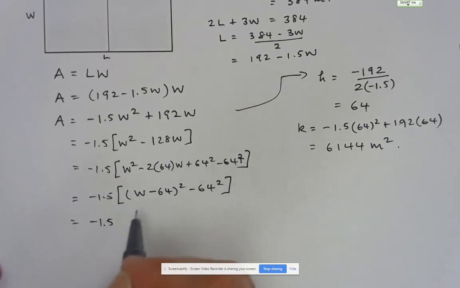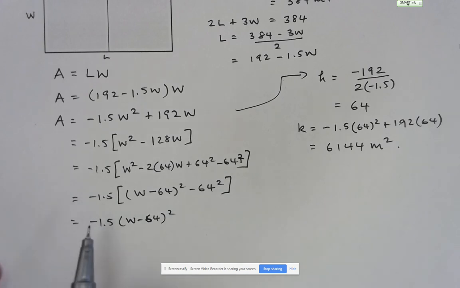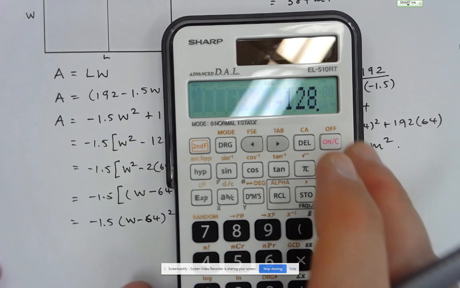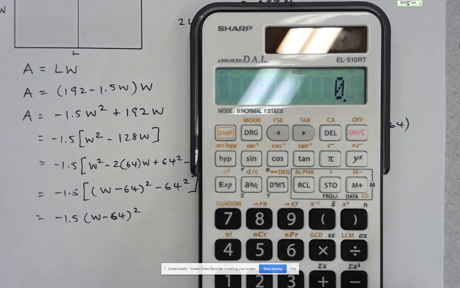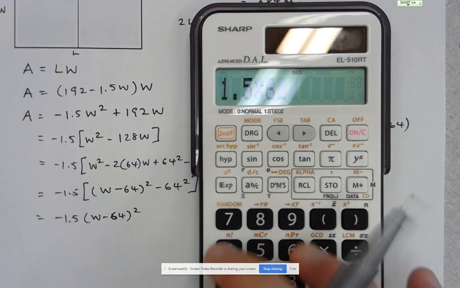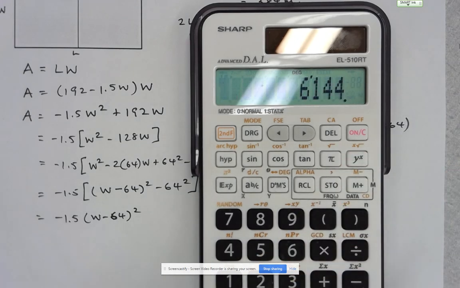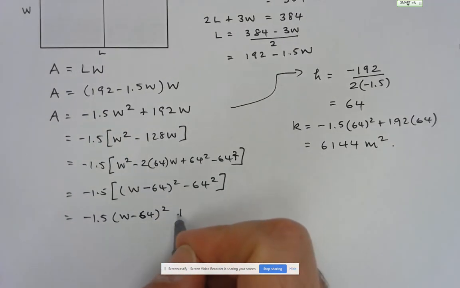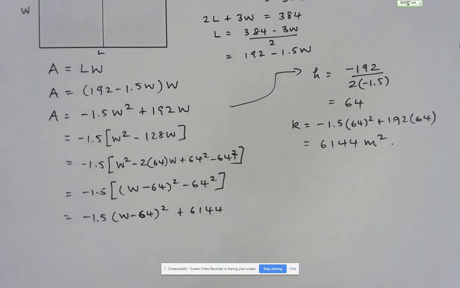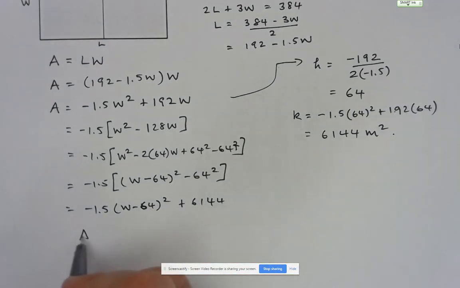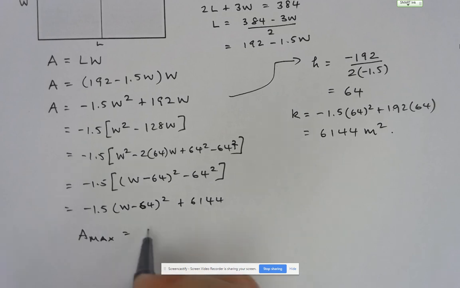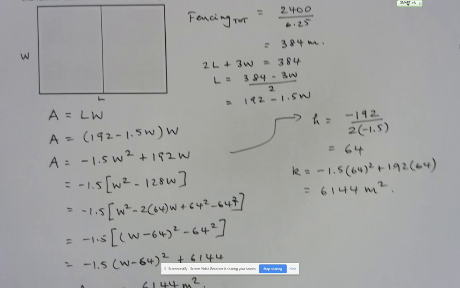So negative 1.5 times the first expression, which is my perfect square. And then this is going to be a positive number since it's a negative times a negative. Okay, and let's calculate that here. We've got 1.5 times 64 squared is 6144, exactly what I expected to get. So here the maximum area is 6,144 meters squared.